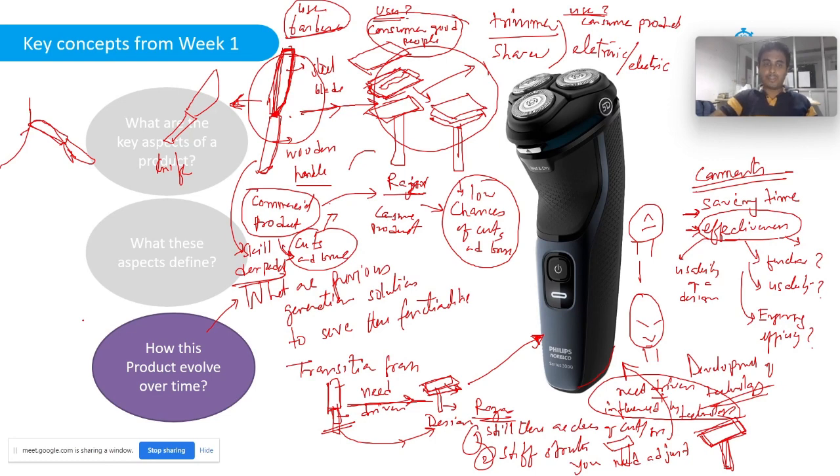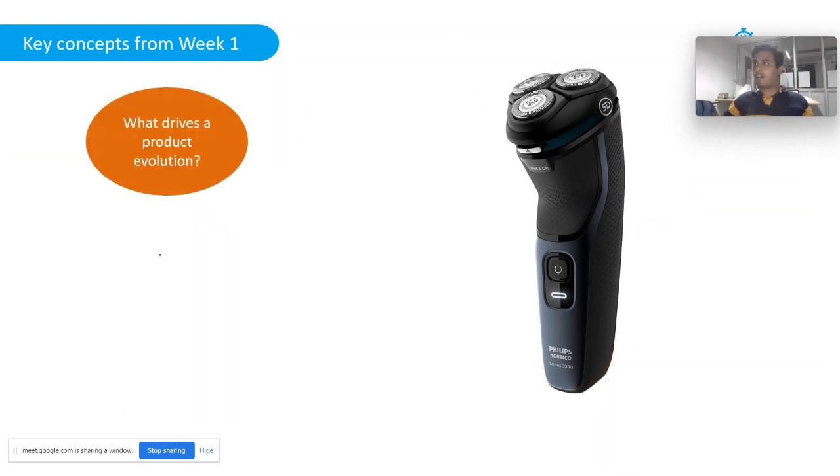So let me ask this question to you. So what do you now understand? What drives the product evolution? So I explained this, and now you tell me what drives the product evolution.